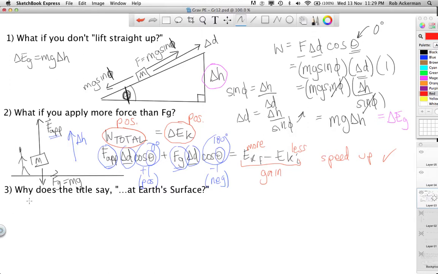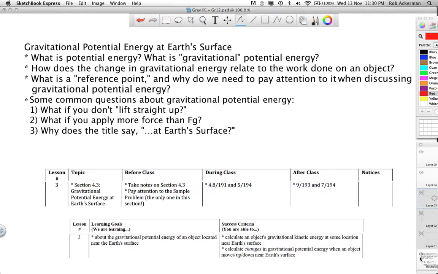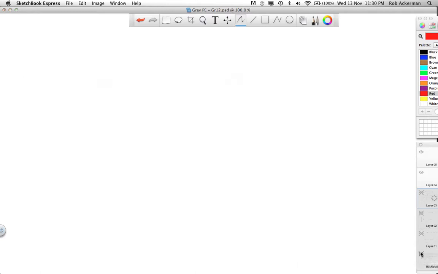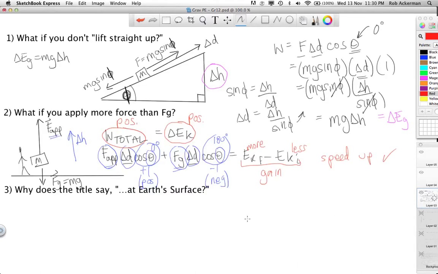Why does the title of the video say gravitational potential energy at Earth's surface? So right back here, why this? Why did I have to say that? Why didn't I just call it gravitational potential energy? Well, maybe some of you can see what the answer is. Maybe some of you are about to realize it.